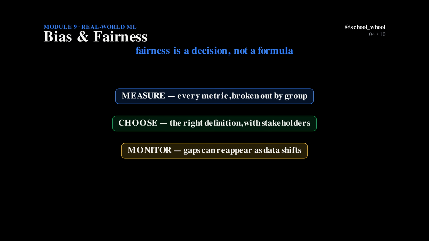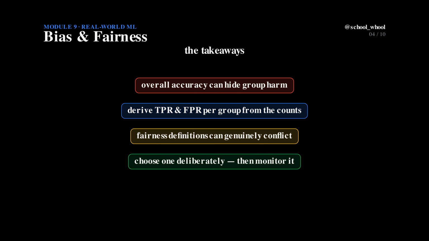So, overall accuracy can hide real harm to a group. Derive the true positive and false positive rates for each group from the actual counts. Know that the fairness definitions can genuinely conflict. Choose one deliberately, and then monitor it over time. Next, we turn to protecting the private data these models are built on.